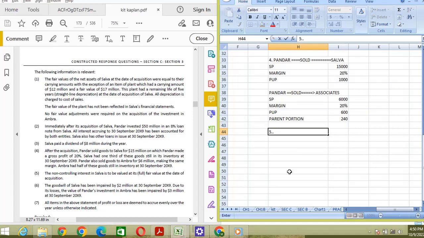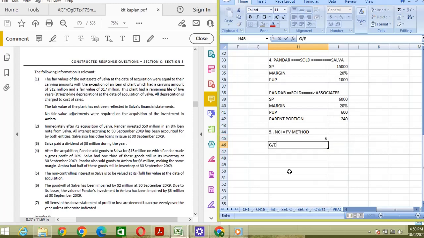The non-controlling interest in Salva is valued at its full fair value at the date of acquisition. It means NCI is calculated using the fair value method. We don't need this here, but if we are preparing the consolidated statement of financial position, in that case we require this value. So next, the goodwill of Salva has been impaired by 2 million.